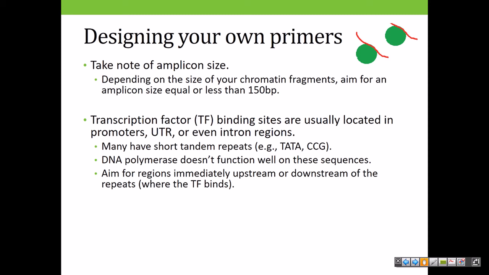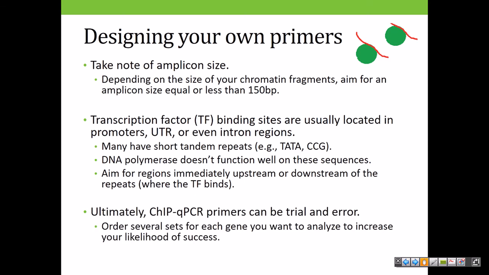So aim for regions, if you can, close to those areas where you think your protein is bound. But aim for regions immediately upstream or downstream of these repeats. That's worked for me in studying a transcription factor. But again, check the literature for any possibilities. And even if you're not sure it's binding at this target, chances are the protein has similar binding motifs, and there are predictive patterns for where similar proteins bind to your targets.